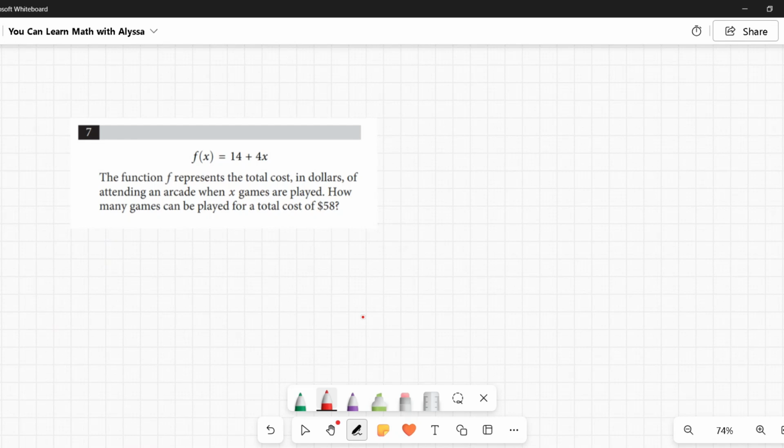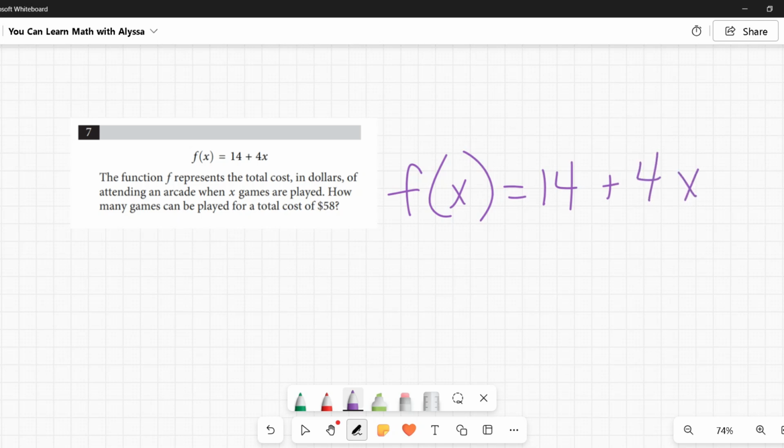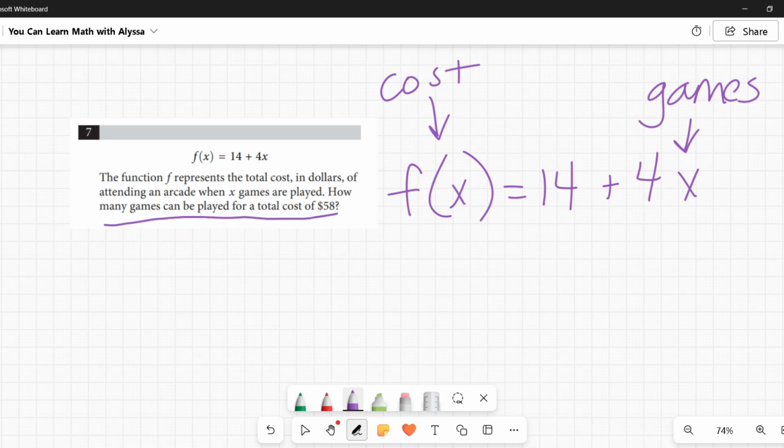Number 7, f of x equals 14 plus 4x. The function f represents the total cost in dollars of attending an arcade when x games are played. How many games can be played for a total cost of $58? Okay, so in our function, f of x equals 14 plus 4x, and we're told that this is the total cost, and x is the number of games played. So then they're saying how many games can be played for a total cost of 58.